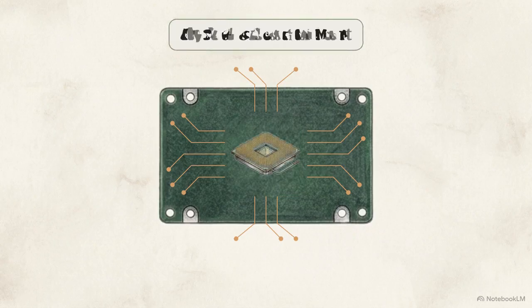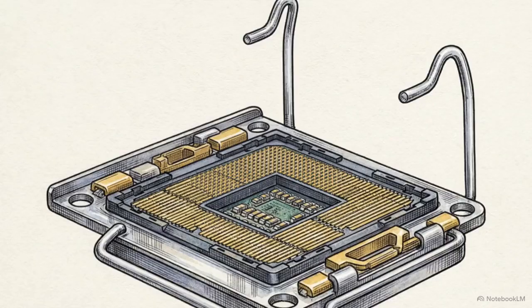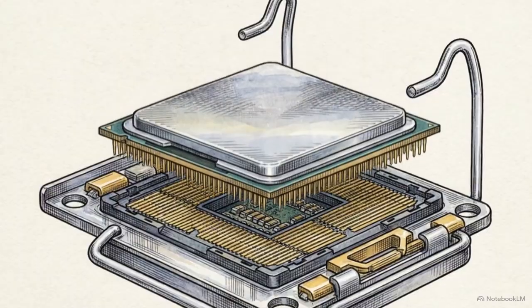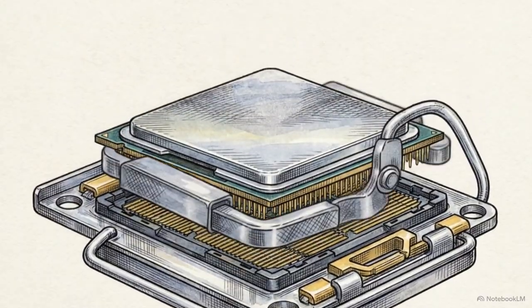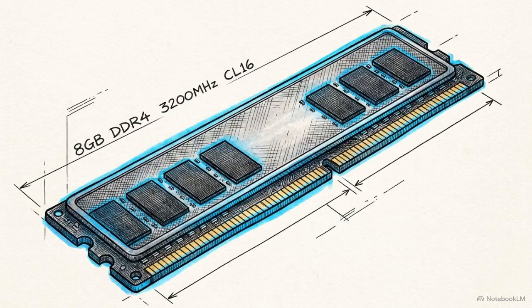We anchor the system at the center with the CPU socket, the physical and electrical mount for the processor. Because different processors have distinct pin layouts and electrical requirements, the socket must be an exact physical match for the chip, using specific grid arrays like LGA, PGA, or soldered BGA designs.